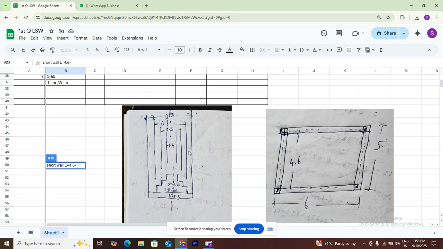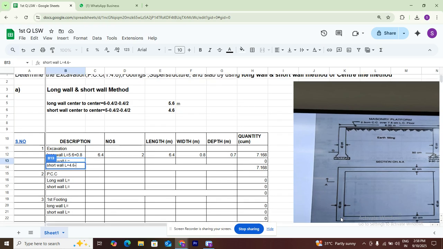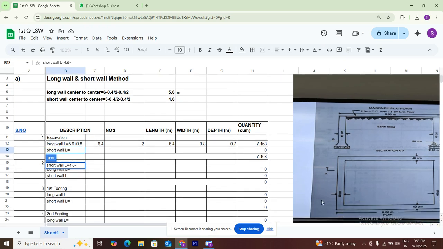Okay, let's go to the problem. Point 4 minus, this side point 4 and this side point 4 already included. That's why we need to deduct. 4.6 minus 0.8. 4.6 minus 0.8.